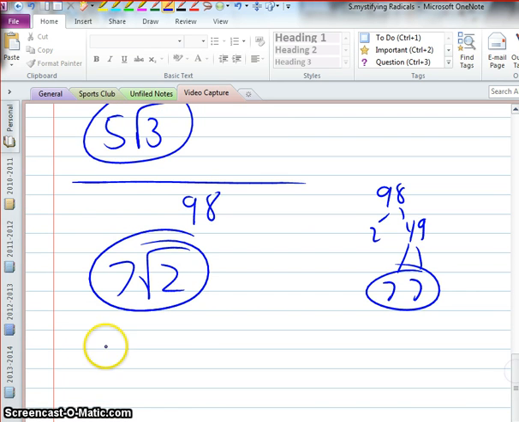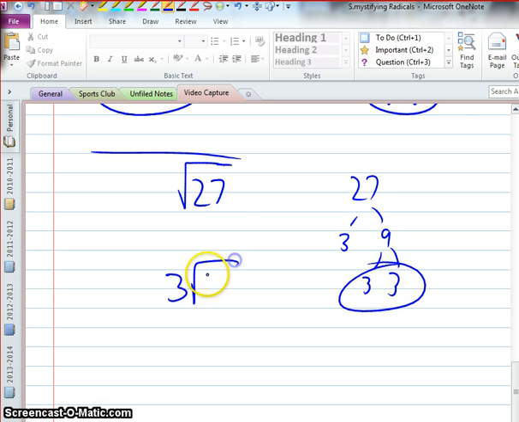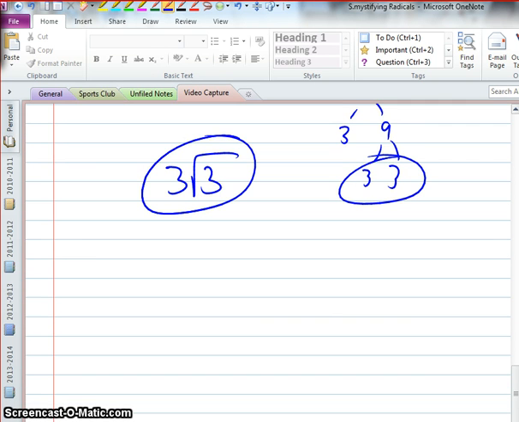And last one, be square root of 27, I should say last one, because we're going to do a couple with variables. 27 is 3 times 9, which is 3 times 3. Pair of 3's come out, single 3 stays back in the hotel. And it works the same way with variables. The square root of x squared, as you might guess, is x.